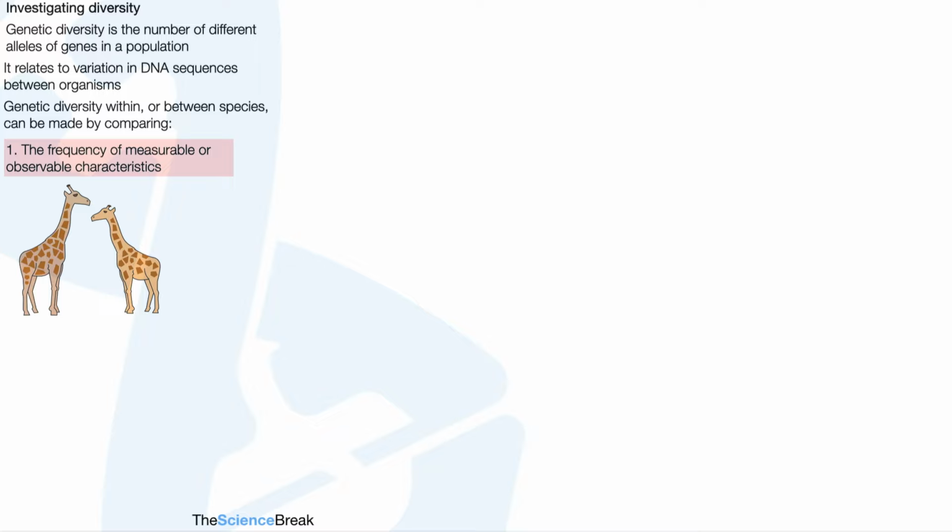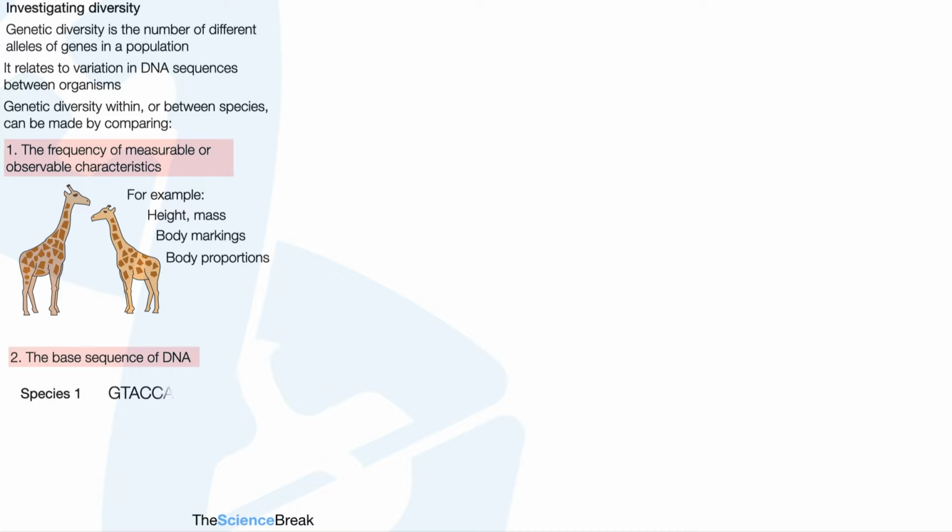So for example, if I've got 2 individuals of the same species, we could look at height, mass, body markings, and body proportions. So these are observable characteristics. Or we could look at the base sequence of DNA. So in species 1, for example, we've got this base sequence of DNA for part of a DNA molecule. And in species 2 and species 3, we have these base sequences. How closely related are they, or how diverse are they?